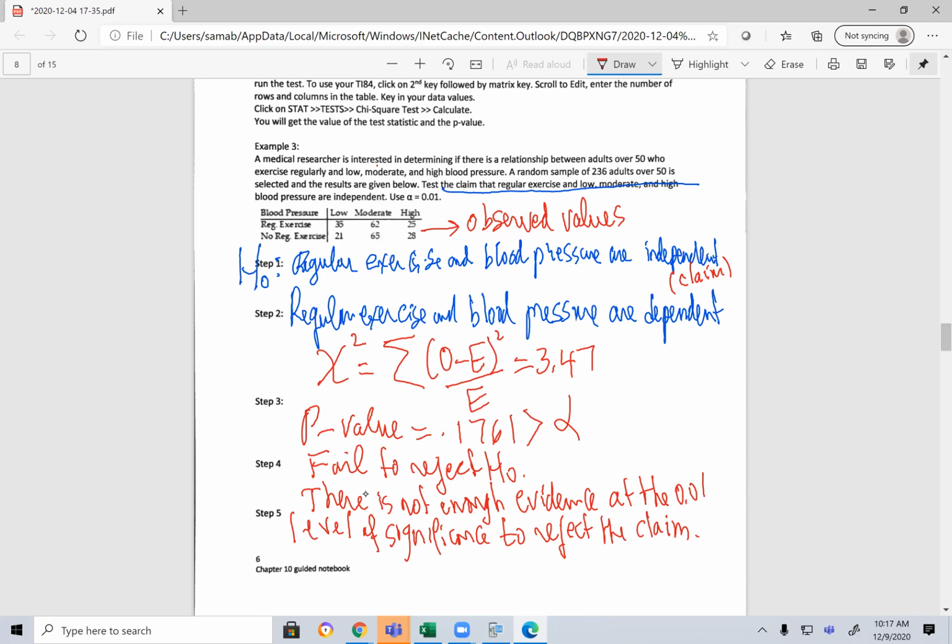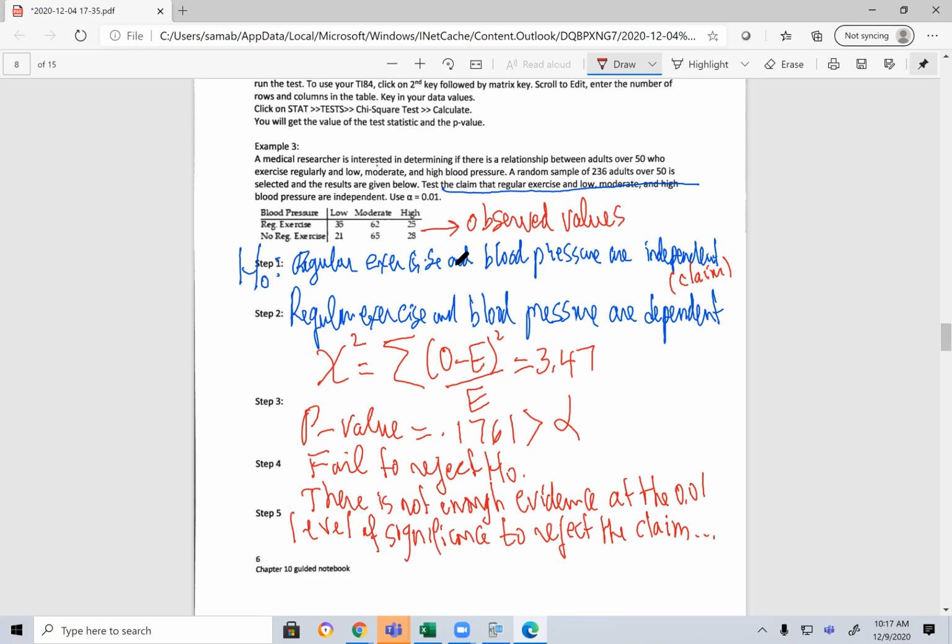I'm not going to write down the claim that regular exercise and low, moderate, and high blood pressure are independent. Probably this will surprise you, guys, because you know exercise helps lower blood pressure, but here we couldn't prove that. We say they are independent. They have nothing to do with each other. Probably because of the age, over 50, the exercise doesn't do much. I don't know, but based on what we got here, we say that we cannot deny that they are independent.